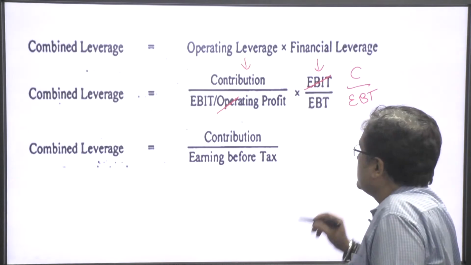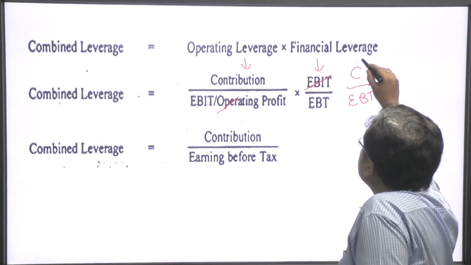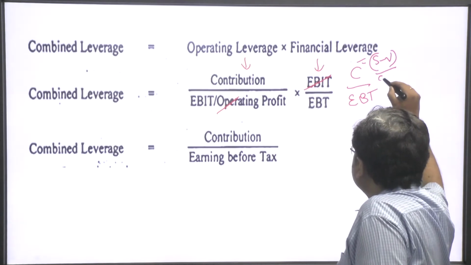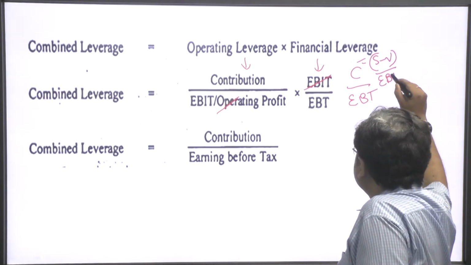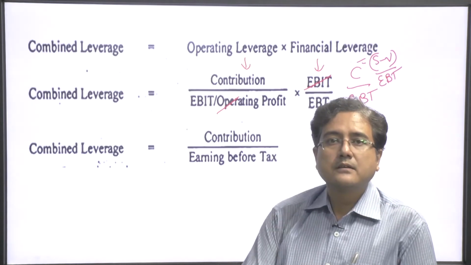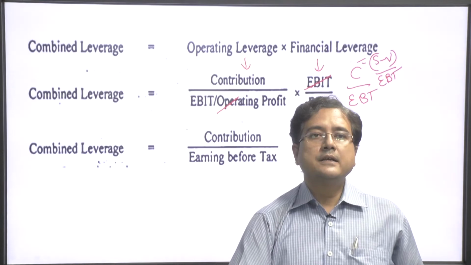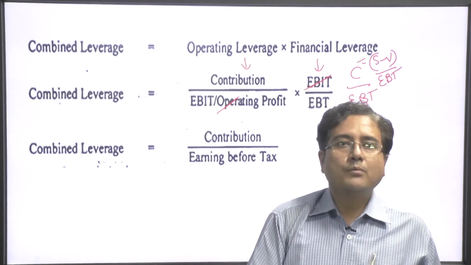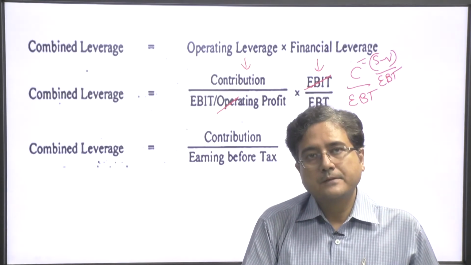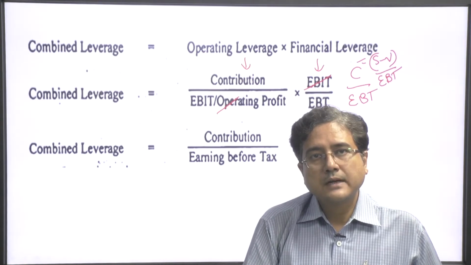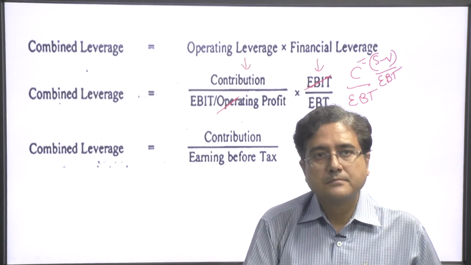We can transform the value of C equals S minus V also. So, C equals S minus V. So, (S minus V) divided by EBT is the formula of combined leverage. It is its impact, contribution and EBT.